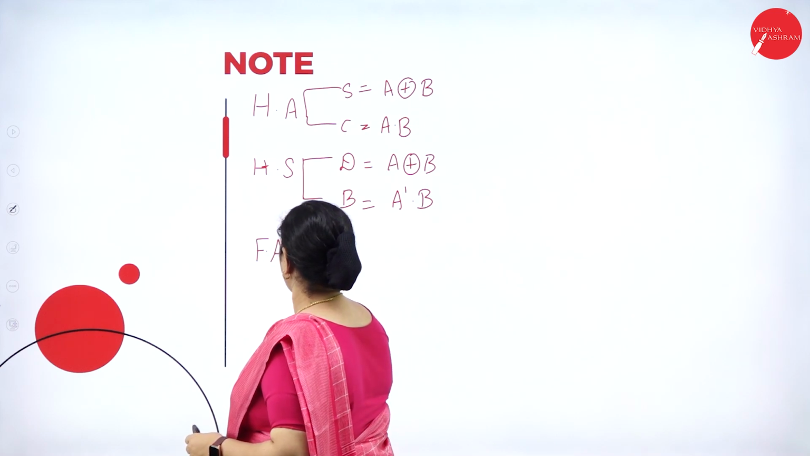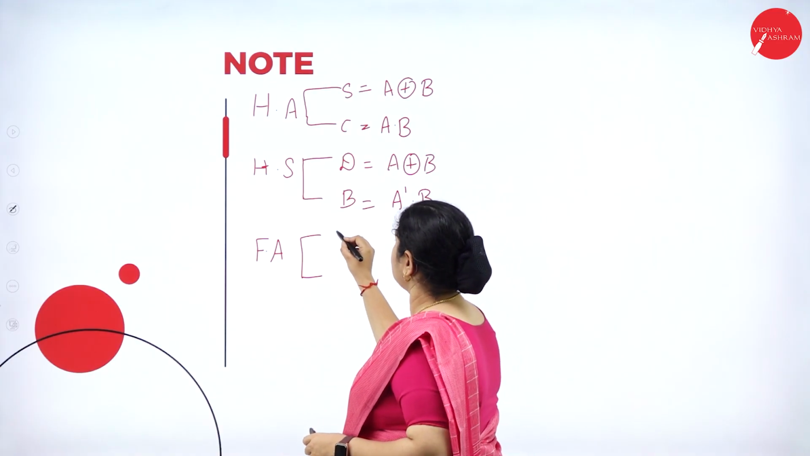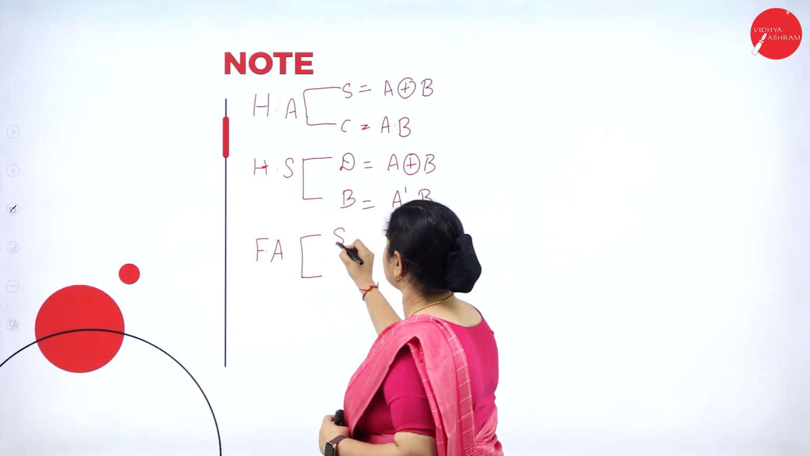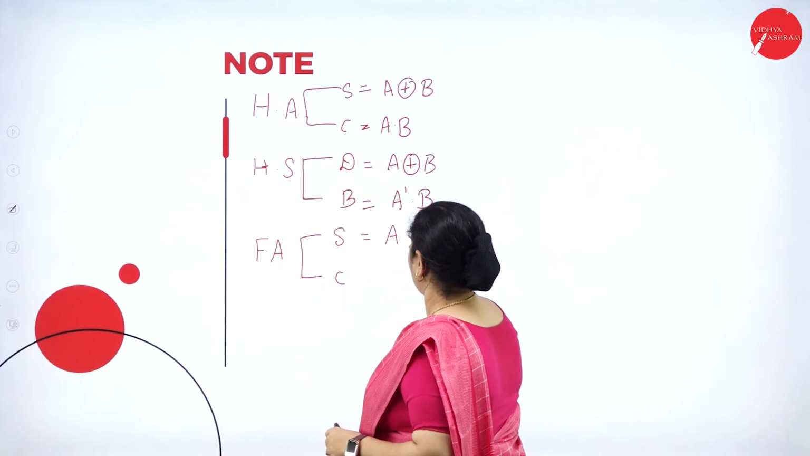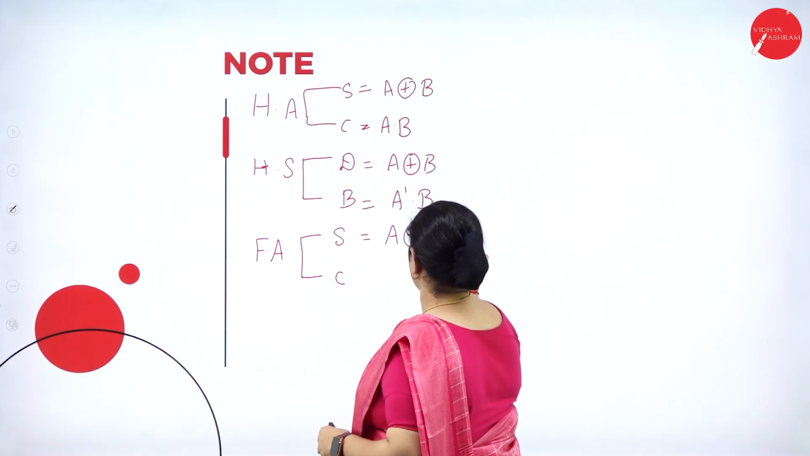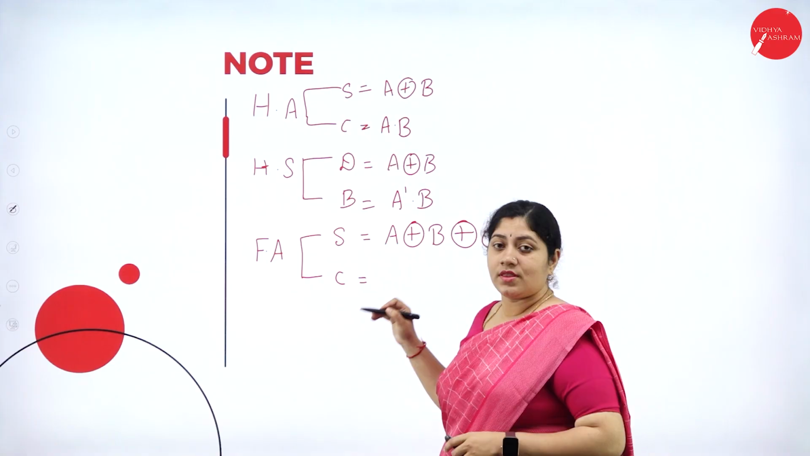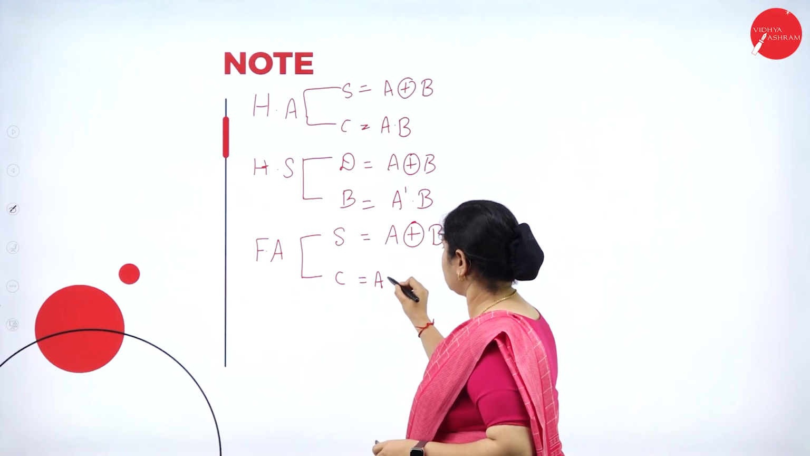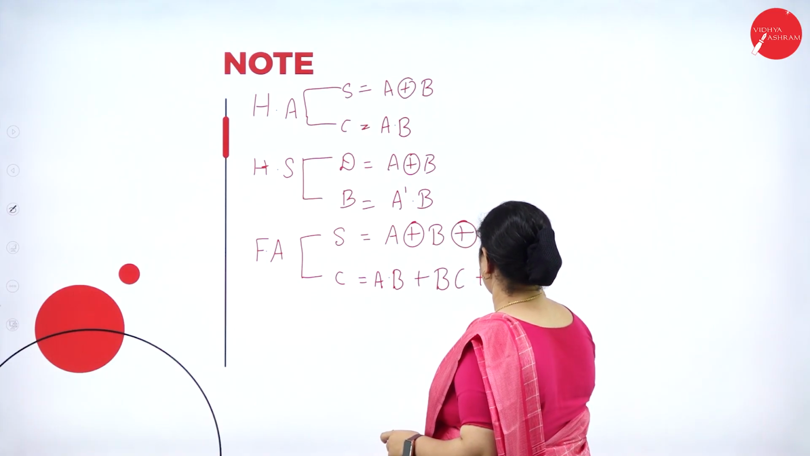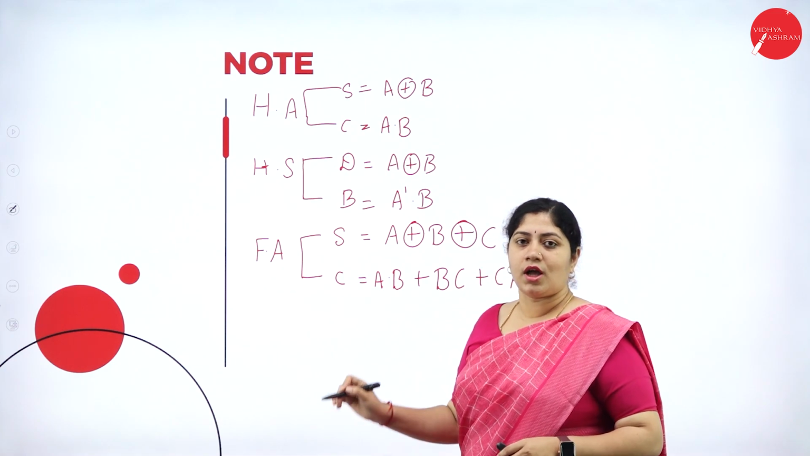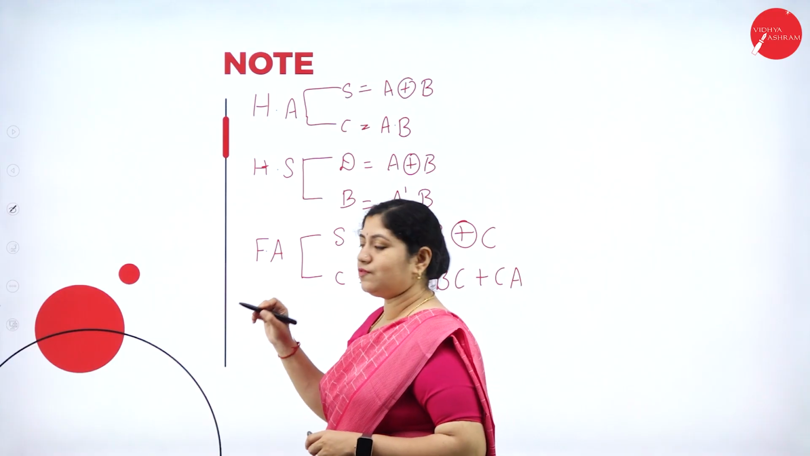Next thing, let's start full adder. So as we know, for full adder, we will be having 3 inputs, right? And the outputs are none other than a sum and a carry. The sum expression is A XOR B XOR C, considering my inputs are A, B, C. Followed by the carry, which is A into B plus BC plus CA. Clear?